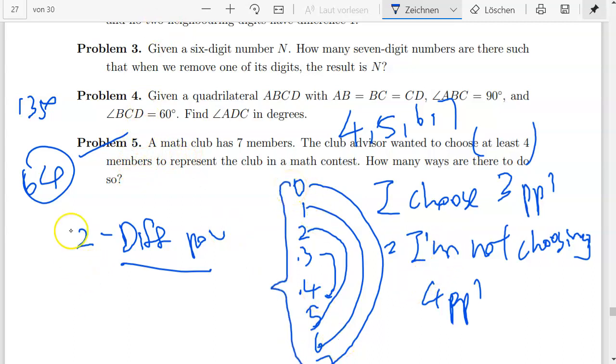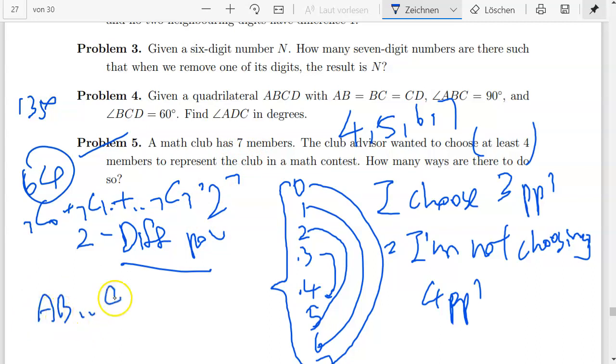If you know combinatorics, maybe you say 7C0 plus 7C1, all added up to 7C7, is equal to 2 to the power of 7. Why though? In choosing, we do not care about the order, right? So maybe we can say the members are A, B, C, D, E, F, G.